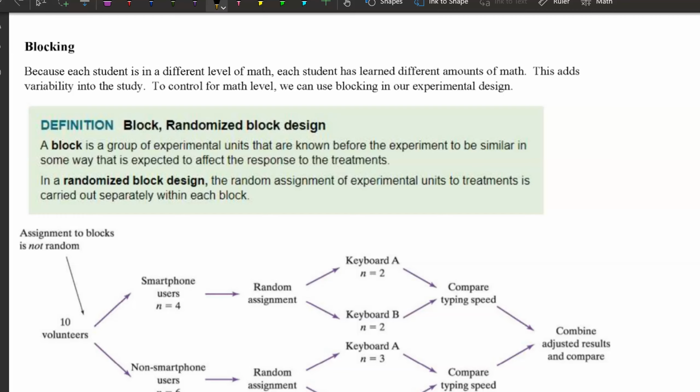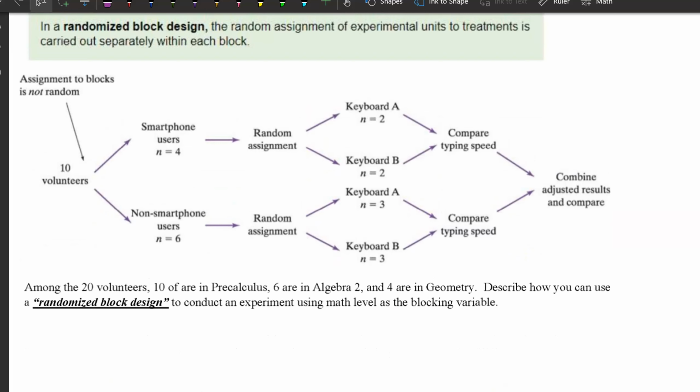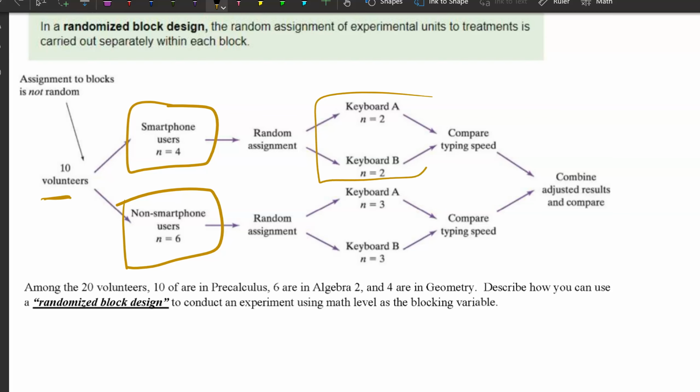So let's see how this could possibly work. This isn't the context of the online study, but we take our volunteers and then we block by a variable that we think is going to have an effect on the responses. So we maybe put smartphone users in one group and non-smartphone users in the other group. And then you randomly assign these 4 to the different keyboards, it looks like, and these 6 to the different keyboards, 3 and 3. And then we compare these people to each other and these people to each other, and then we can look at the overall results.